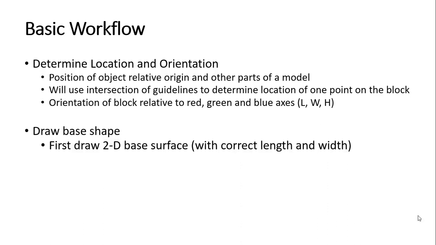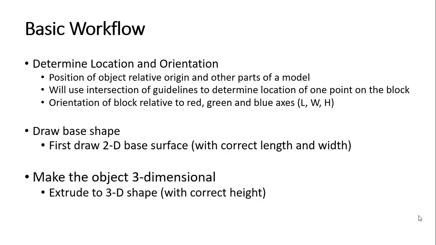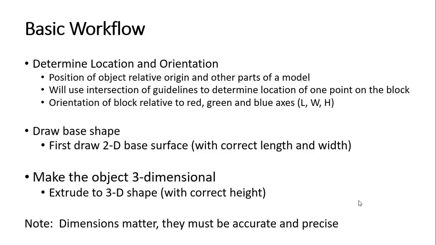Then we're going to work on drawing the base shape. We're first going to draw a 2D base surface with correct length and width, and all of ours are going to be rectangles. And then we're going to make the object three-dimensional, and we're going to do that by extruding it into a three-dimensional shape with the correct height. And you'll see that I've mentioned correct length, width, and height. Dimensions do matter. They must be accurate and precise.